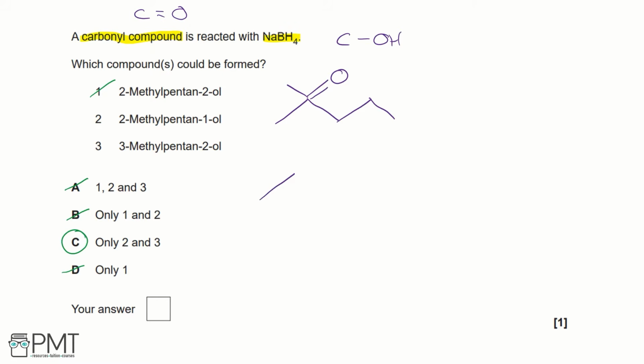So 2-methylpentan-1-ol, drawing this and replacing the OH group with a carbonyl group. This is possible because carbon would have 4 bonds. Now 3-methylpentan-2-ol, drawing this and replacing the OH group with a carbon double bond oxygen would look like this. Again, this is possible because carbon has 4 bonds, so 2 and 3 are correct. Therefore, to get the mark for this question, you must write C in the answer box provided.